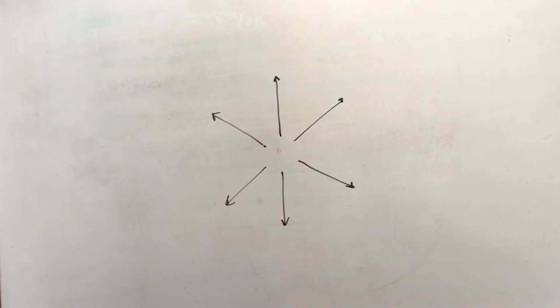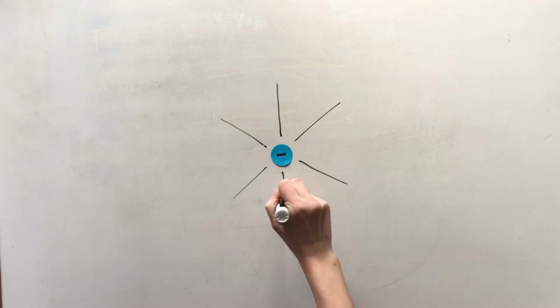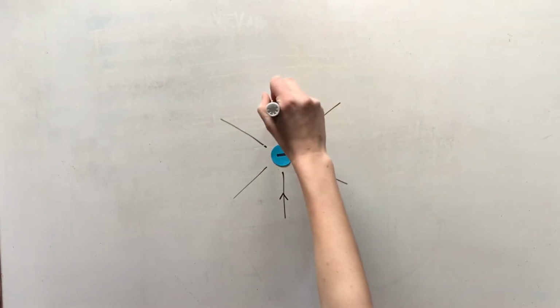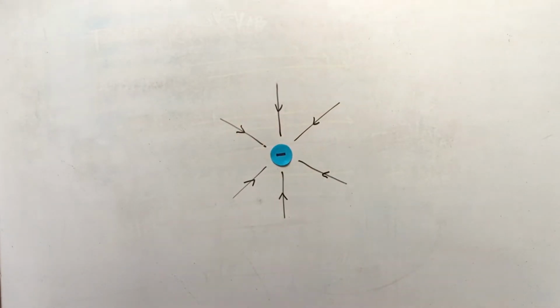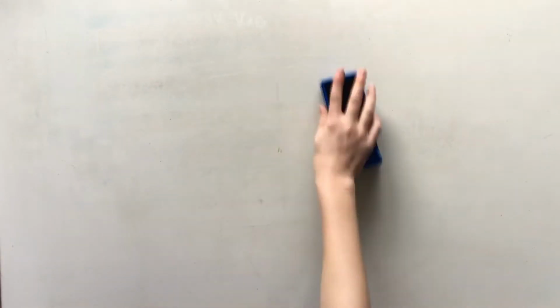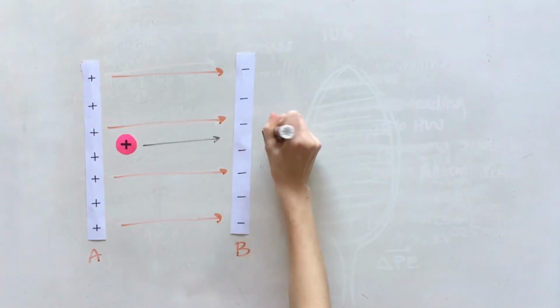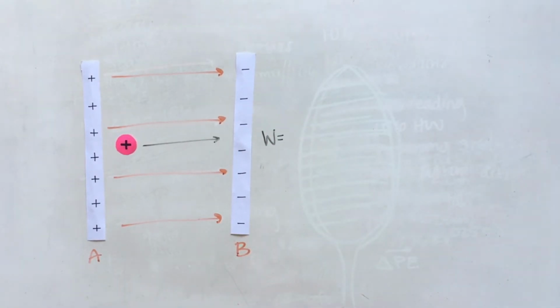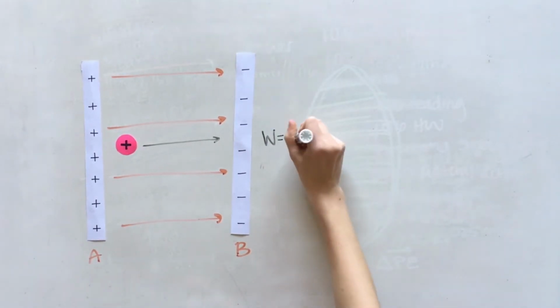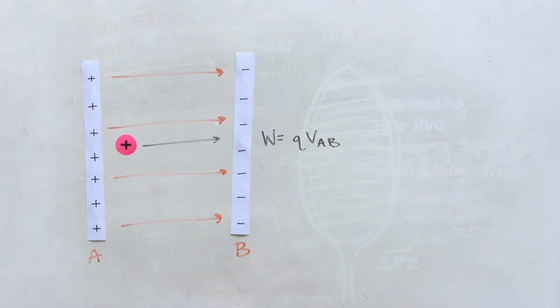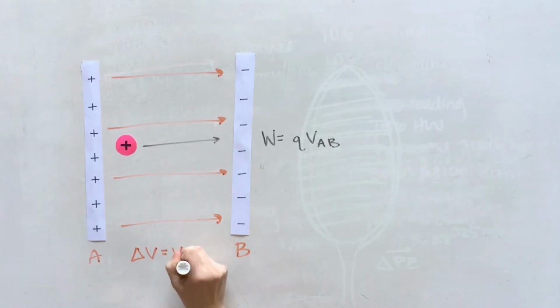So we can see if we replace this positive charge with a negative charge, all the electric field lines flow towards it. Now let's move on to electric potential. The textbook definition of electric potential is the amount of work needed to move a charge from a reference to a specific point inside a field without producing an acceleration. What in the world does that mean? In simple terms, work equals the charge times the change in voltage from A to B.